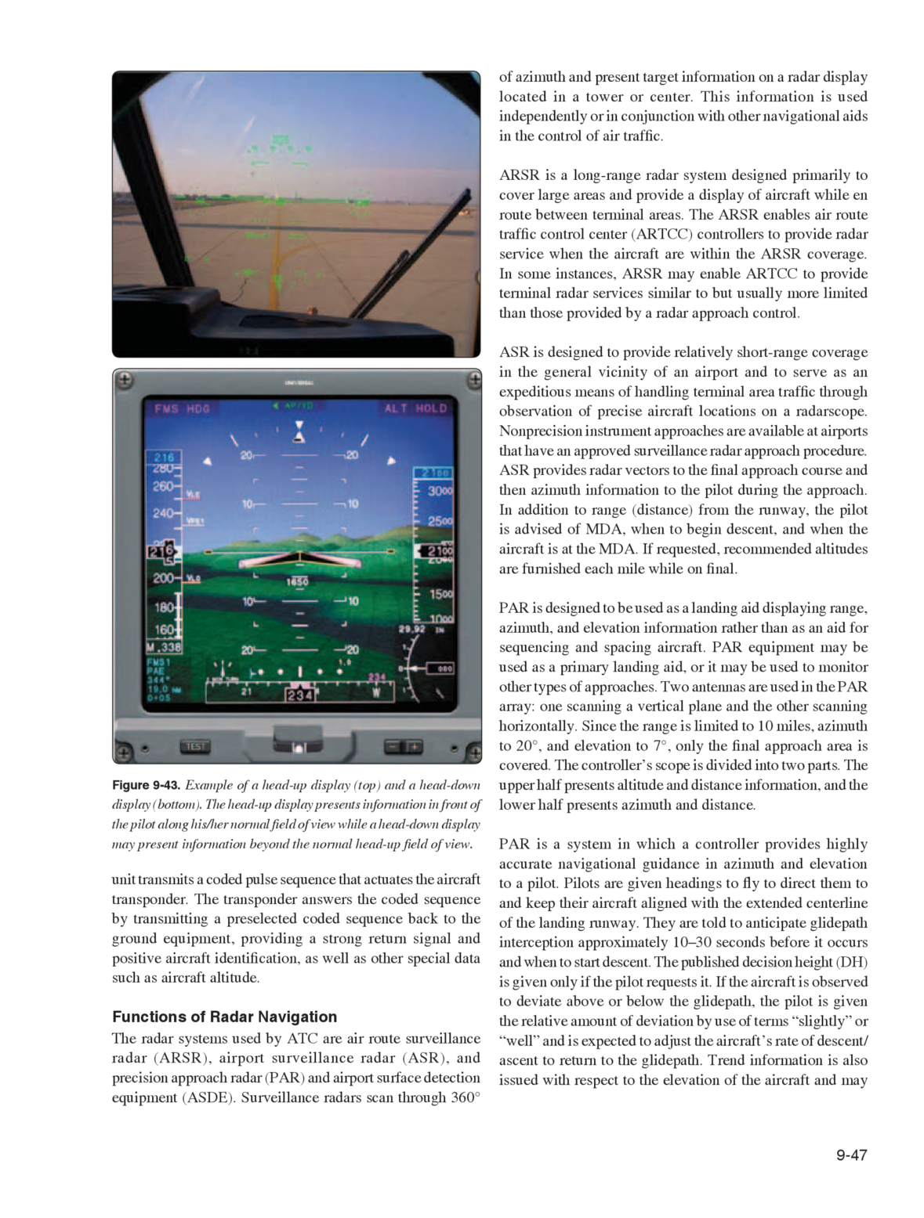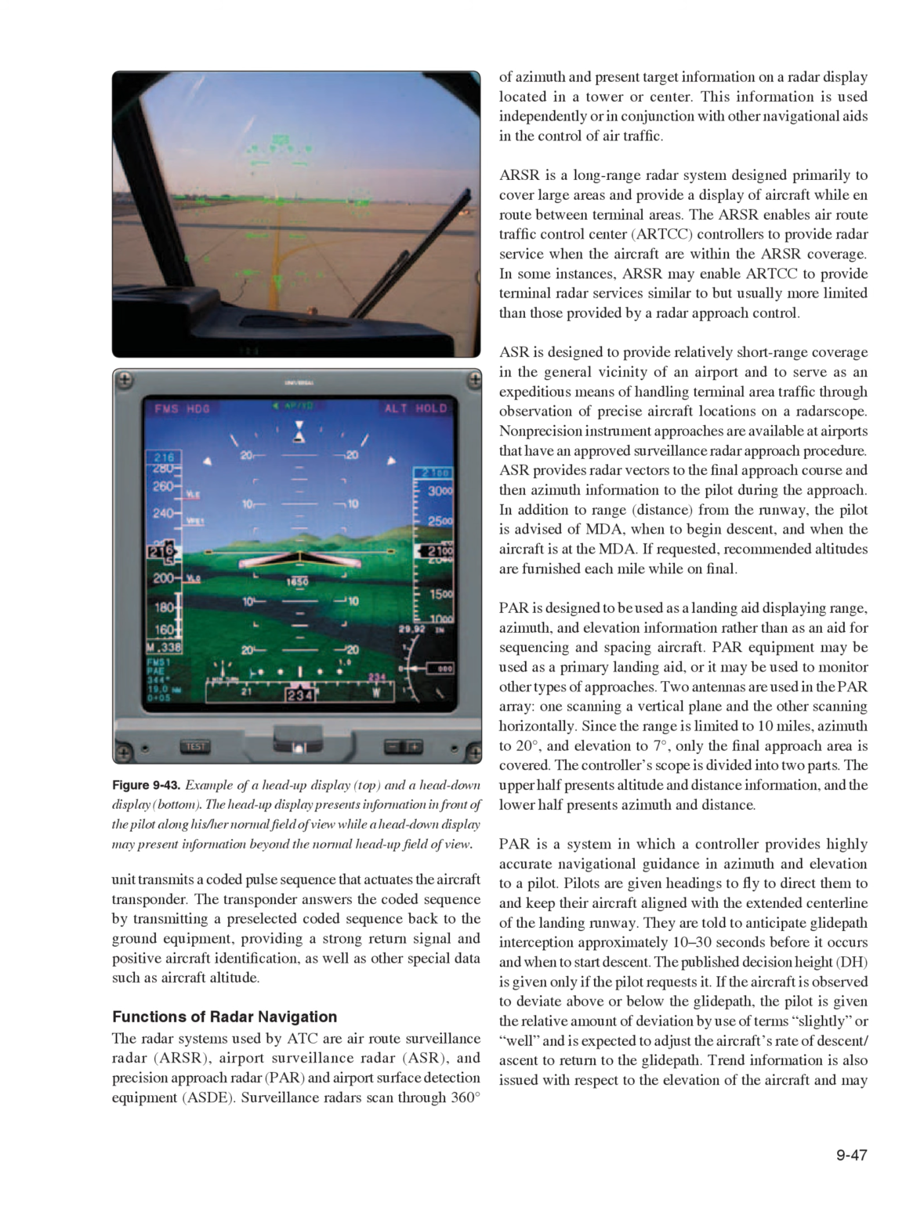ARSR is a long-range radar system designed primarily to cover large areas and provide a display of aircraft while en route between terminal areas. The ARSR enables Air Route Traffic Control Center, ARTCC, controllers to provide radar service when the aircraft are within the ARSR coverage. In some instances, ARSR may enable ARTCC to provide terminal radar services similar to but usually more limited than those provided by a radar approach control.